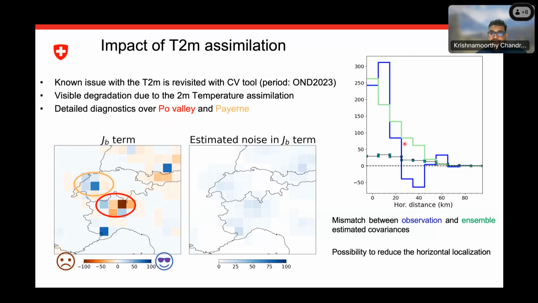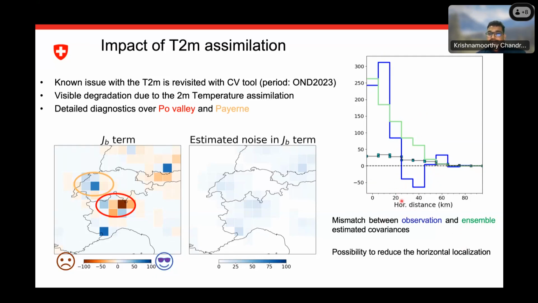And on the right side, what you see is, because this is a statistical technique, we can use the cross validation to do different types of binning, which would allow us to interpret different kinds of things. What is shown here is one interesting binning, where we bin the JB and the reference term in terms of the horizontal distance from the radiosonde. The blue color is the JB term, which is a proxy for the observation estimated covariance, and the green color is a proxy for the ensemble estimated covariance.